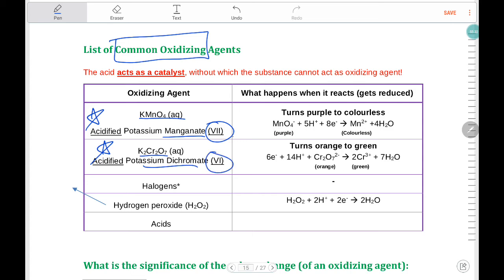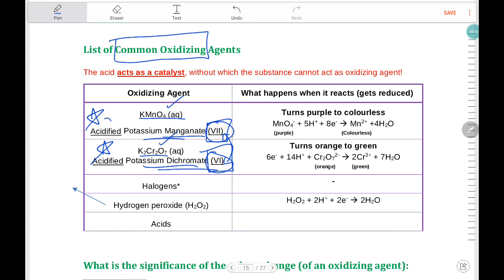Alright, this is very important. If you are to name the compound, you need to put in the Roman numerals. If not, you will not get the marks. I repeat, you need to put in the Roman numerals. If not, you will not get the marks, right? And if you write the formula, you need to remember the formula. Okay, so potassium manganate(VII), potassium dichromate(VI), they are the two most common oxidizing agents.